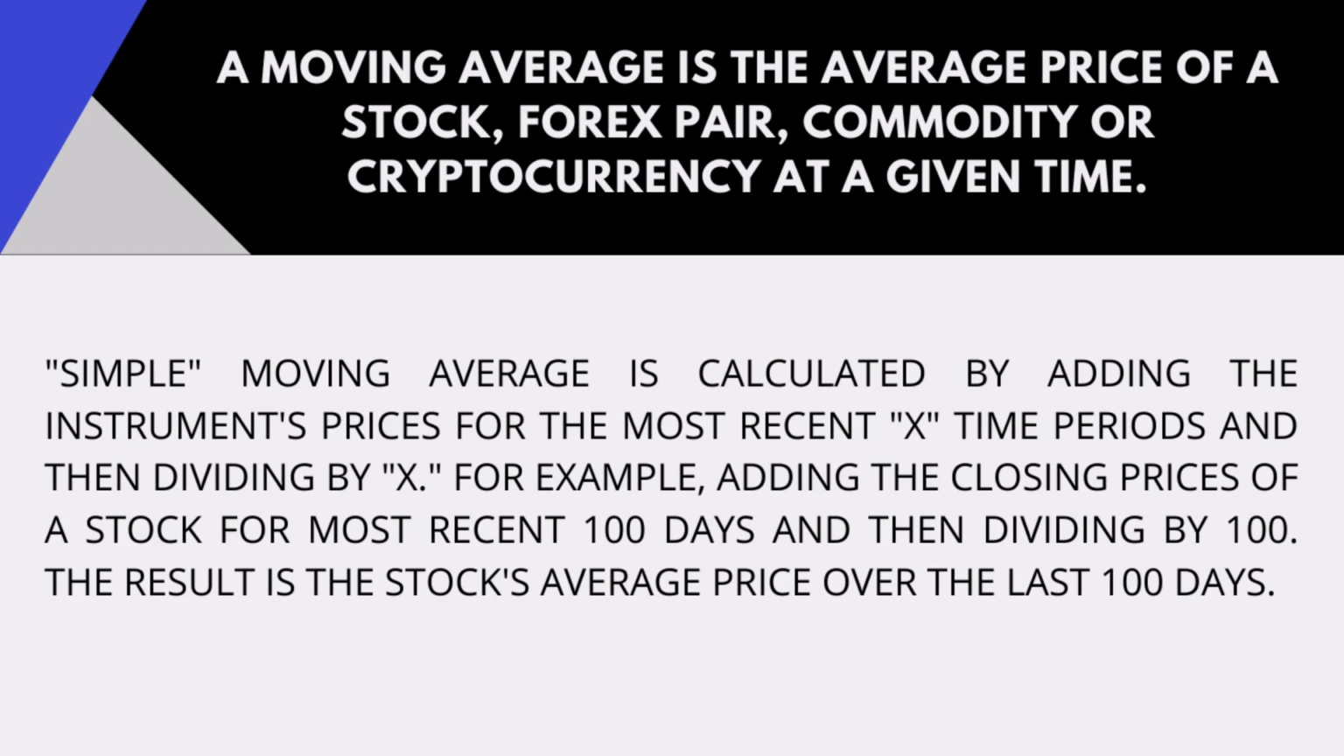A simple moving average is calculated by adding the securities prices for the most recent X time periods and then dividing by X. For example, adding the closing prices of a stock for the most recent 100 days and then dividing by 100. The result is the stock's average price over the last 100 days. This calculation is done for each period in the chart.